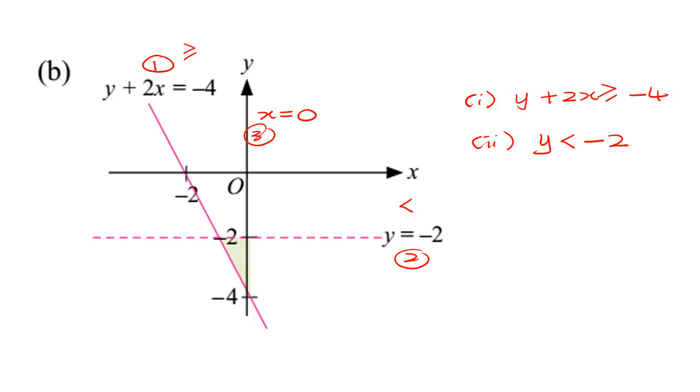And the third one, the y-axis, x is equal to 0. The shaded region is on the left, and the line is drawn using a solid line, so we use less than or equal to. So the third answer is x is less than or equal to 0.